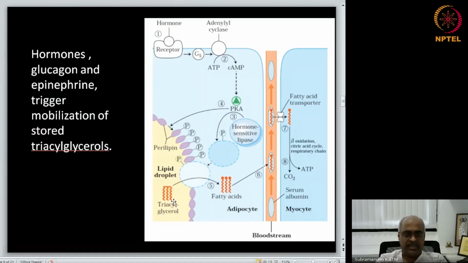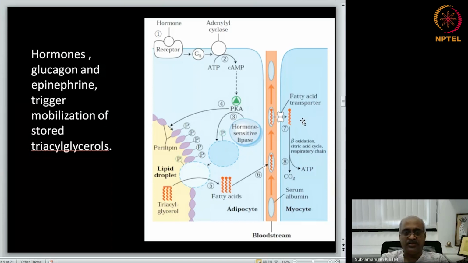And once this lipase acts on it and becomes fatty acids, the free fatty acids are secreted into the bloodstream in the blood capillaries, where they non-covalently bind to serum albumin. Serum albumin is a very important protein. It's the most abundant protein in our body. The serum albumin-bound free fatty acids are taken up by muscle cells, which require the energy, via fatty acid transporters into the muscle cells.